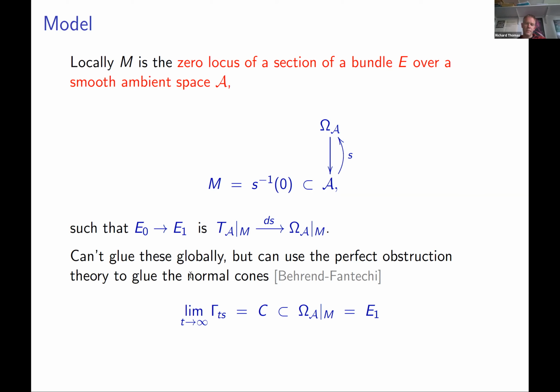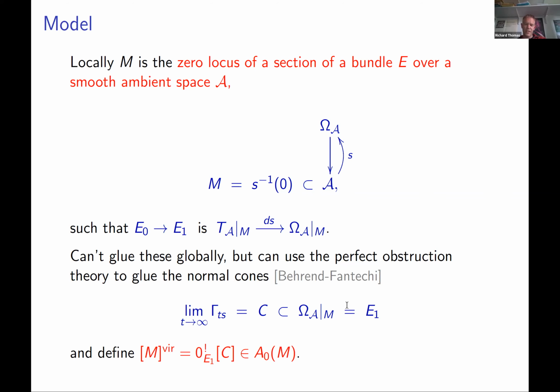Okay, so you can't glue these pictures globally. But you can glue the normal cones. So you can take the limits of these graphs, make them vertical so that they don't sit in the ambient space, but they actually sit over M. So you can localize everything to M. That's just this localized Euler class that we discussed before. And then this limit, this cone, sits in this bundle over M, which is this E1 in the obstruction theory. Okay, and then that is enough to define the virtual cycle.